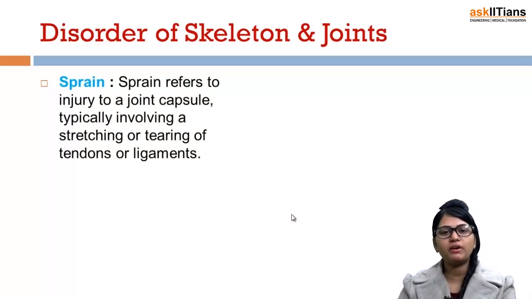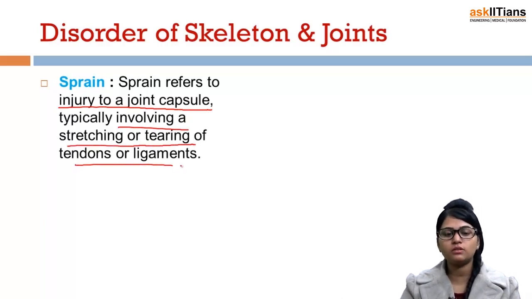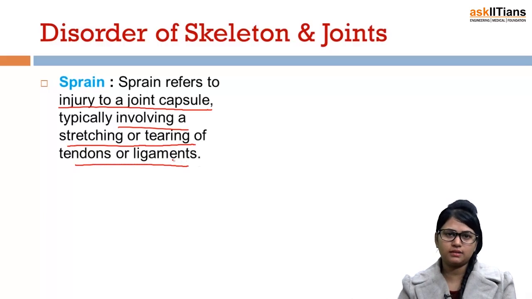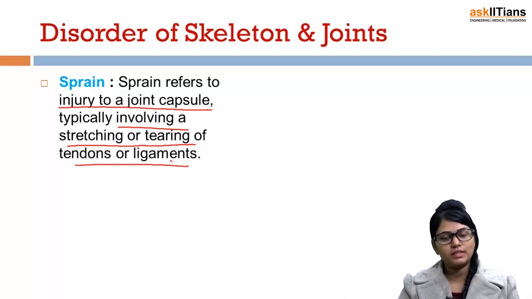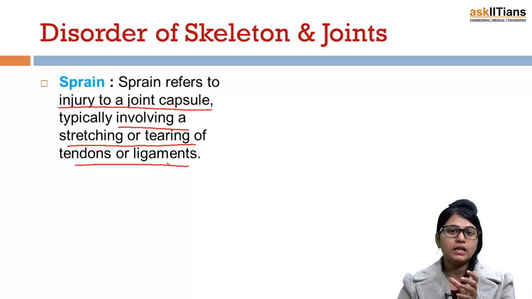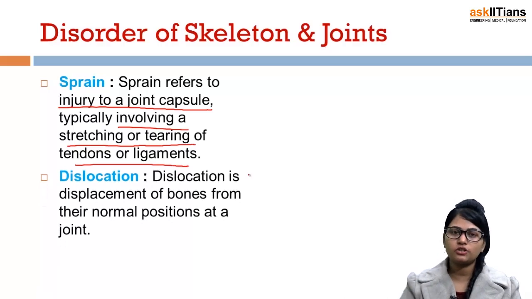So let's begin with the first one, that's sprain. Sprain refers to injury to a joint capsule, typically involving a stretching or tearing of tendons or ligaments. If you have experienced a major sprain, it's going to be tearing of tendons or ligaments. If it's a minor one, then only stretching will be there and you will find swelling at the place where sprain has occurred. Next comes the dislocation.